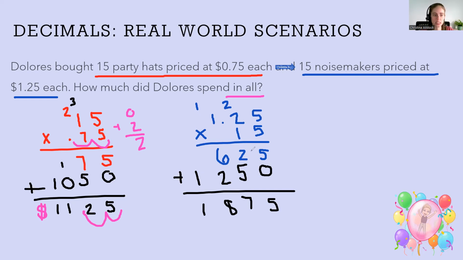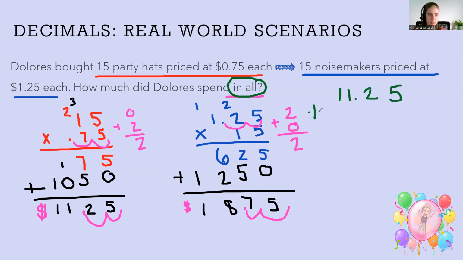Remember to figure out where our decimal point is going to be. We see there's 2 digits that follow the first number, 0 digits after the decimal point in the second number, which means we need to move that decimal point 2 times, giving us $18.75 for the noisemakers. But we're not done yet, because our question asked us, how much did Dolores spend in all?